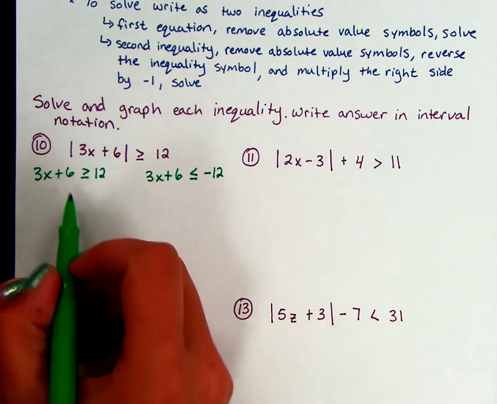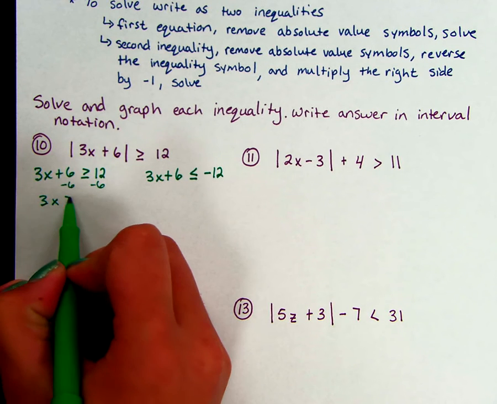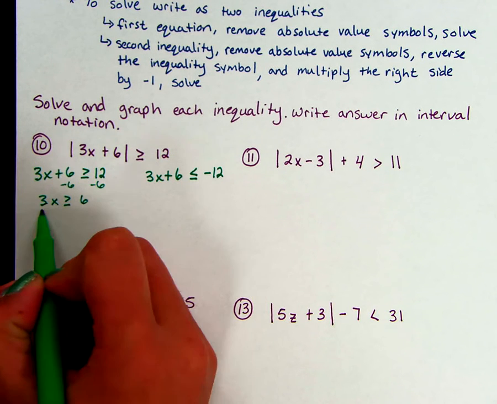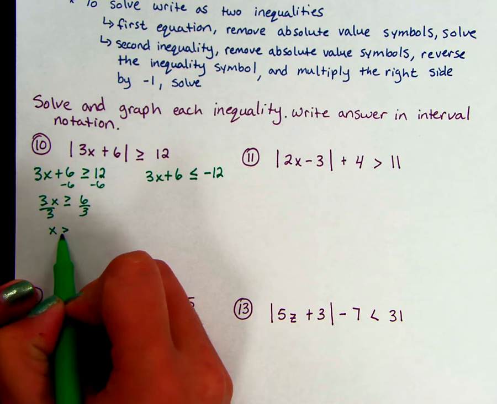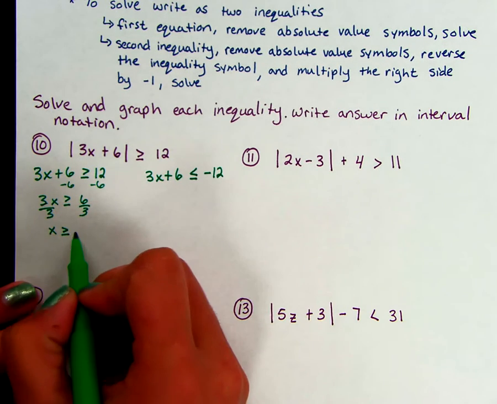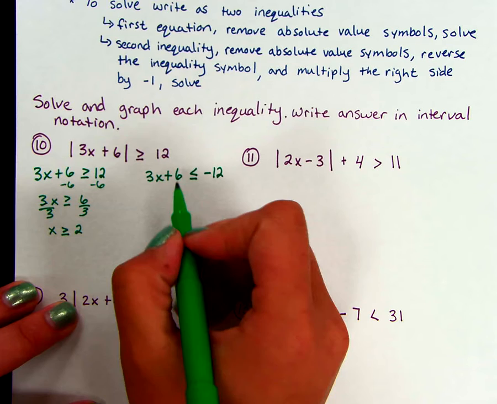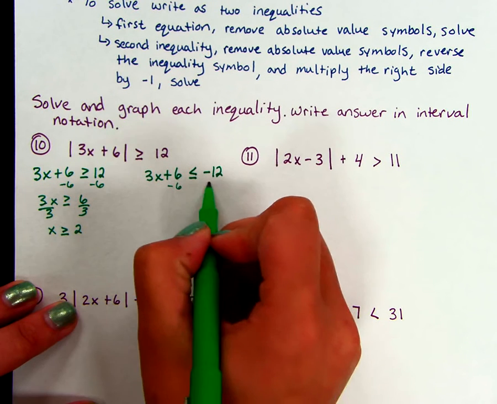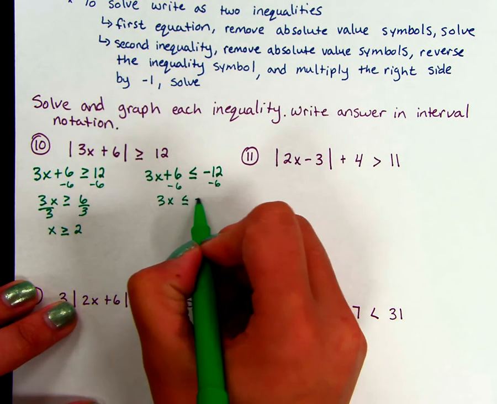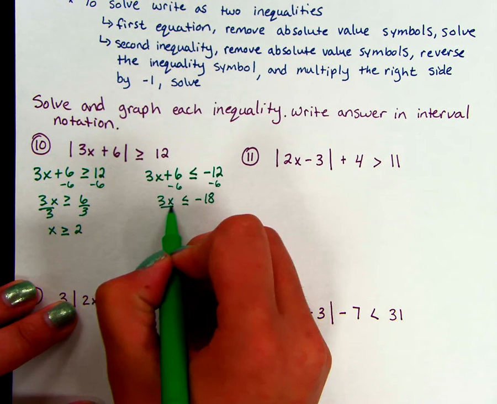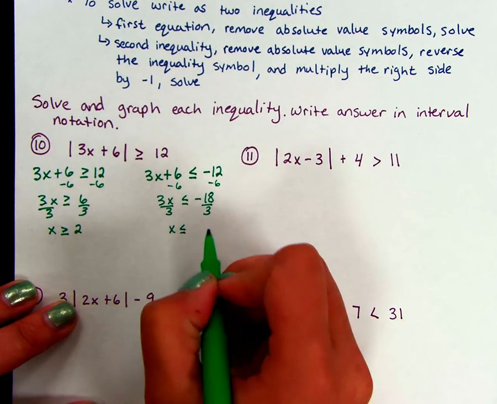From this one, we're going to subtract 6. So 3x greater than or equal to 6, divide by 3. X greater than or equal to 2. That's our first part. Then we do the same thing for the second. Again, subtracting 6, 3x less than or equal to -18, divide by 3. So x is less than or equal to -6.